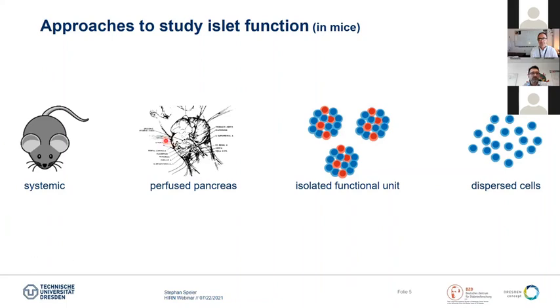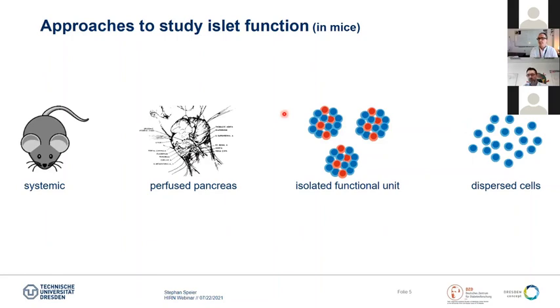When we started, we were usually studying mice in a systemic way, so systemic metabolism. A few labs around the world are able to do a perfused pancreas, which allows you to be a bit more focused. You don't have all other organs, all other systemic modulators in place. But I guess most of us that studied islets at a functional level were using isolated islets from mice to look into the physiology and pathophysiology. And of course, you can further disperse the islets and look at a single cell level.